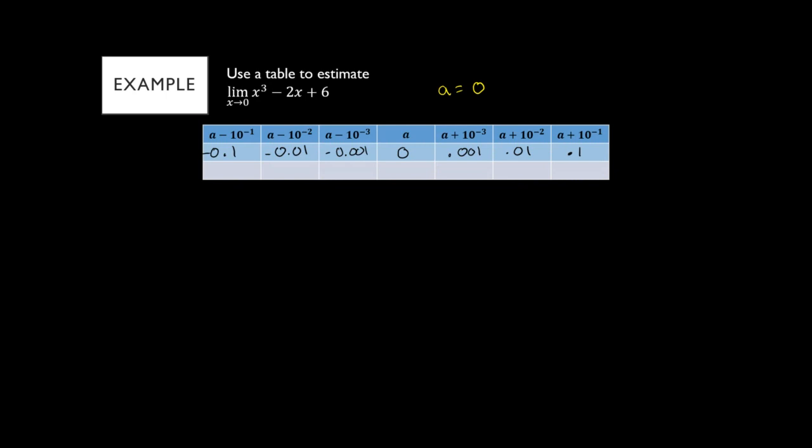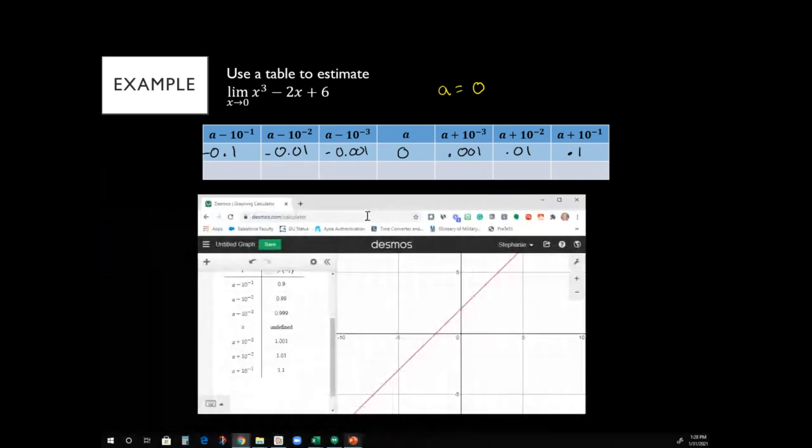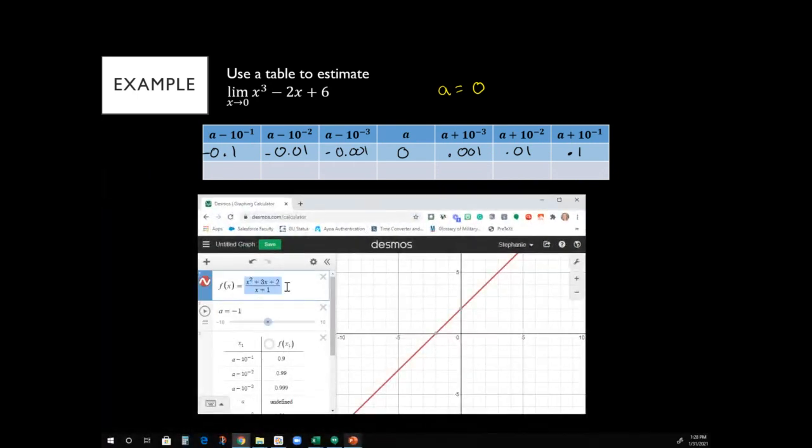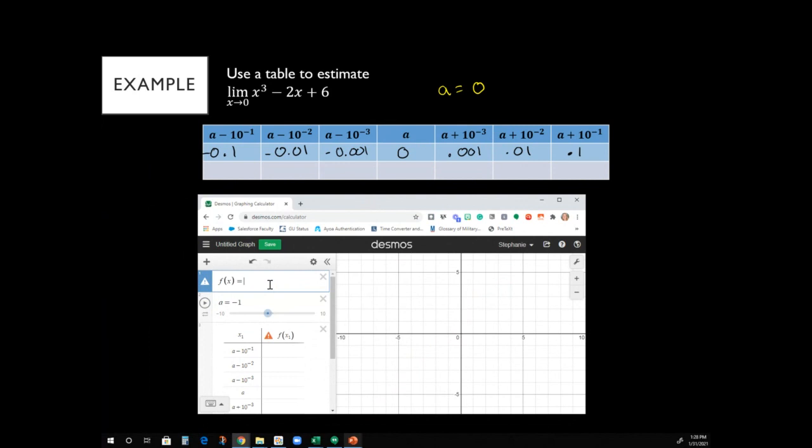Now we want to plug these numbers into our table. So go back up to Desmos. My function is not a rational, it is a polynomial, so I can just plug in my polynomial there, and now we're interested in 0. Then I've got my table here. I'm going to fill in my table with these values: 6.199, 6.019, 6.002, 6. And I'm going to round these all to 3 decimal places.